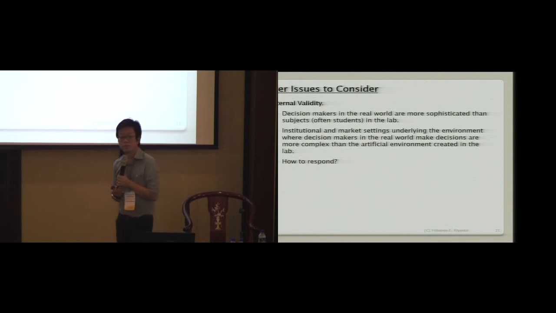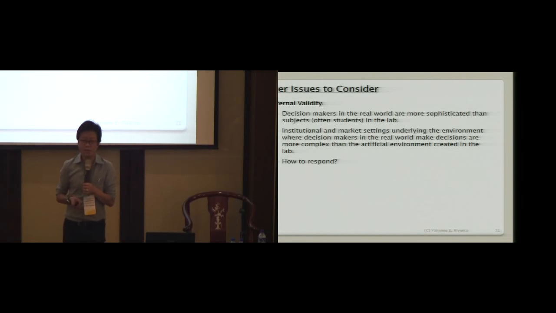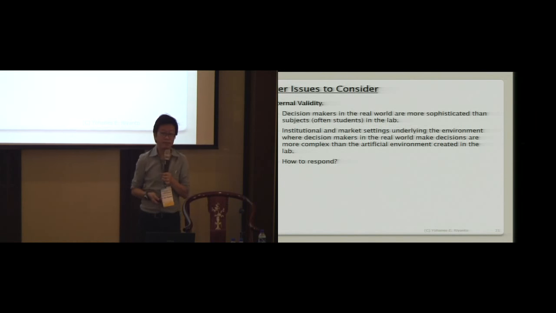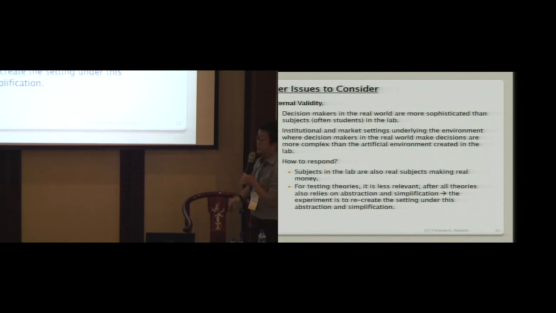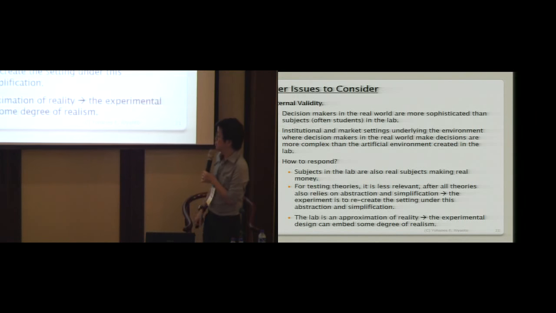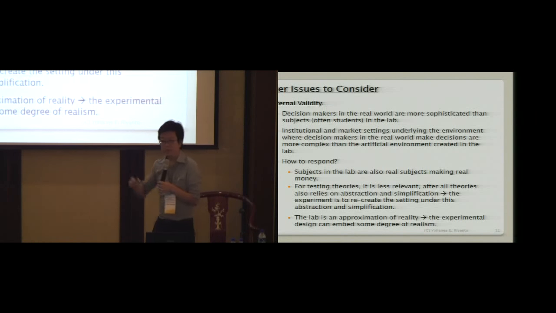So how to respond to these questions? Nowadays it's not that difficult to publish experimental papers, but 10 years ago it was quite difficult to publish because people were always asking about external validity. Now no referee asks about external validity anymore. So the defense is that subjects in the lab are also real subjects. They make real money. For testing theory, it is less relevant. After all, theories also rely on abstraction and simplifications. So the experiment is to recreate the settings under this abstraction and simplification. And the lab is just an approximation of reality. The experimental design can embed some degree of realism. Or if you want, you replicate it in some other study.